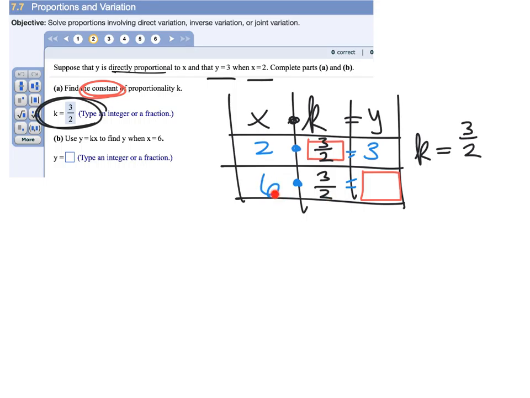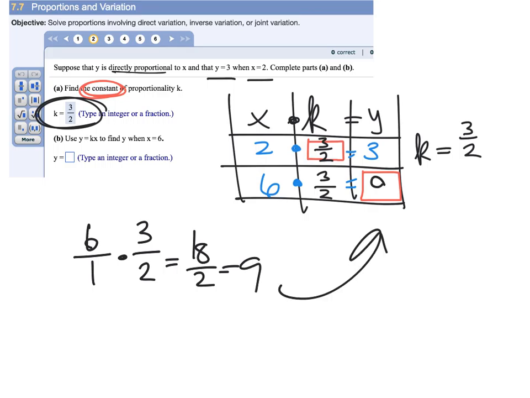So now that we know x is 6, k is 3/2, now we have to figure out what y is. Well, that's just a multiplication problem. So that's going to be 6 over 1 times 3 over 2. So that's 18 over 2, which is equal to 9. So y is equal to 9.